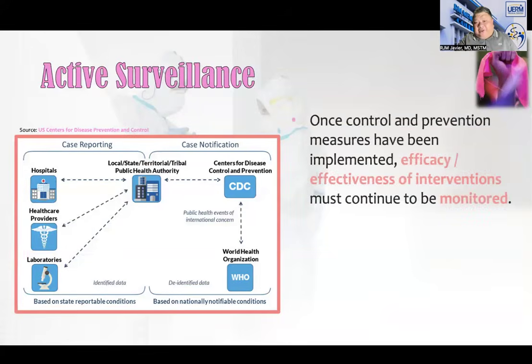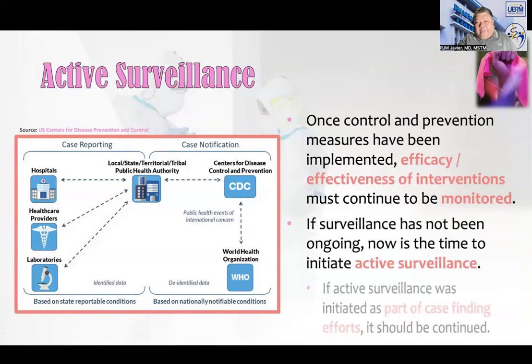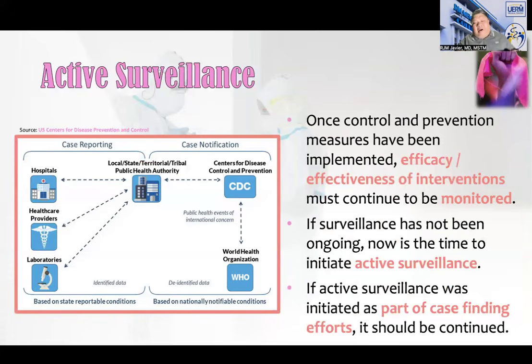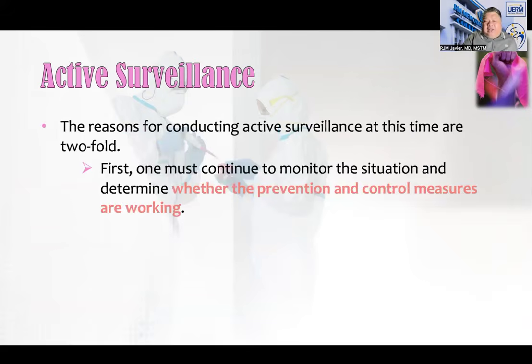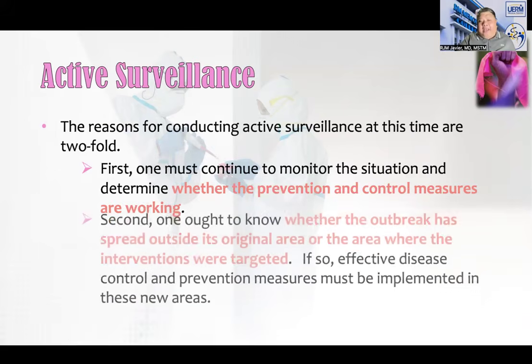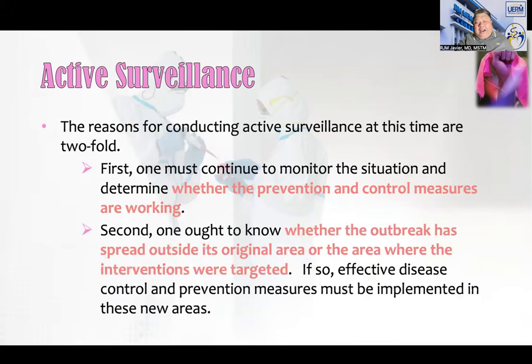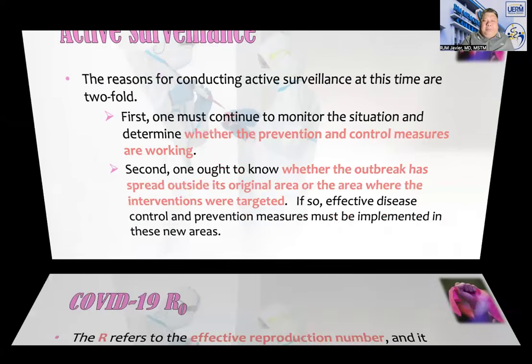We also do active surveillance. This is part of the monitoring and evaluation. And it's imperative that as long as there is possible community transmission, we actively do surveillance and do case reporting as well as case notification. In terms of active surveillance, the reasons for conducting it: you want to know whether or not your current measures are working, and you want to know if there are newer areas where the epidemic has moved into, or you look into other parameters.